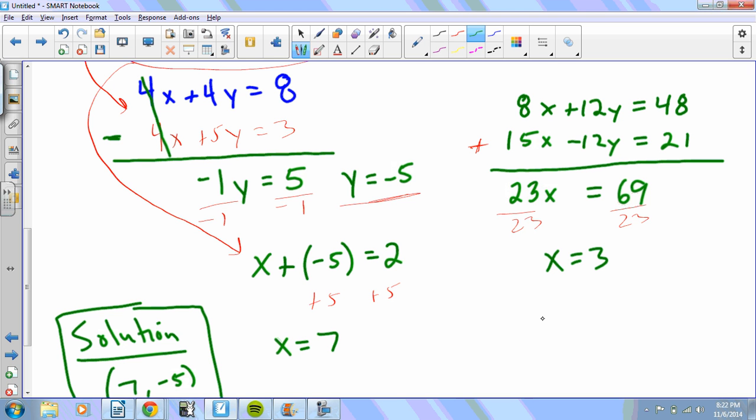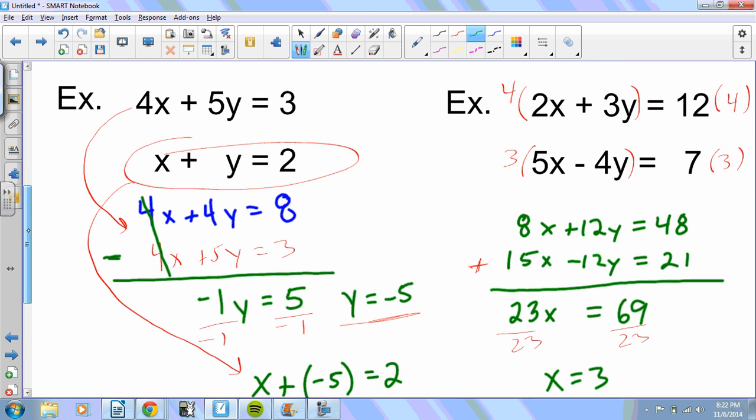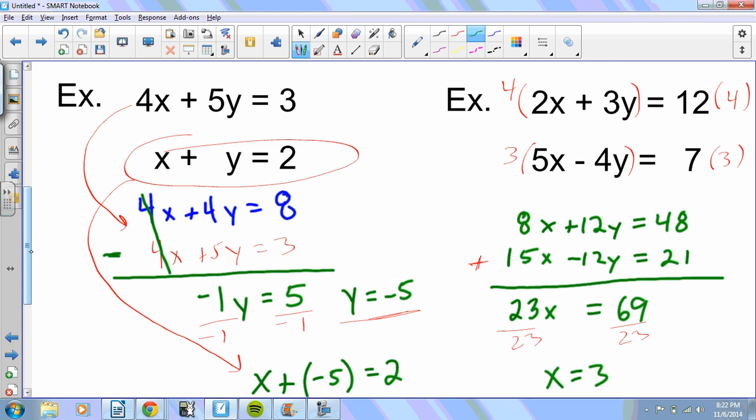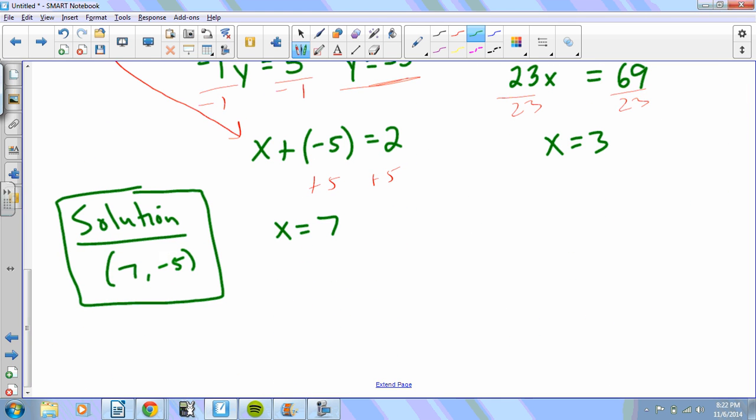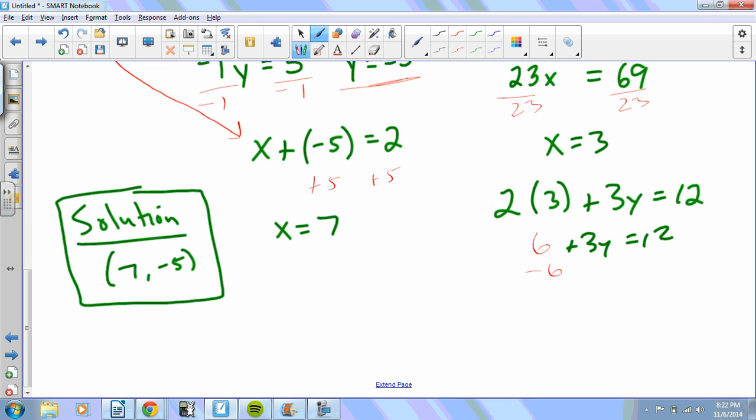Well, again, I have one of my values. Let's go back and find y. Same process. I'm going to go all the way back to the top, the 2x plus 3y equals 12, and plug that in. So 2 times my x value, which is now 3, plus 3y will equal 12. Right, let's do the math. 2 times 3 is 6, plus 3y equals 12. Subtract 6 from both sides. We get 3y equals 6. And finally, divide both sides by 3. y will be 2.